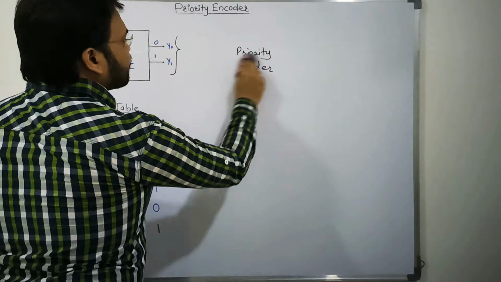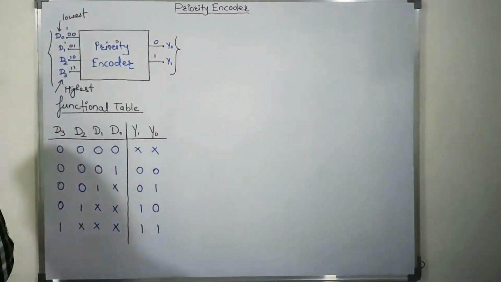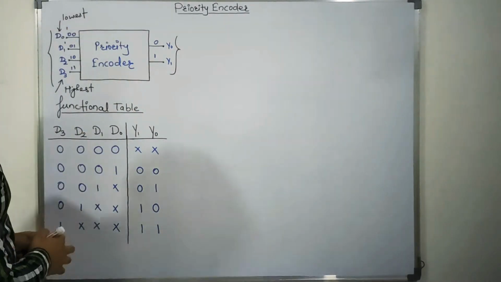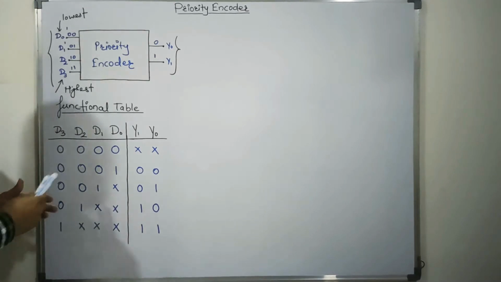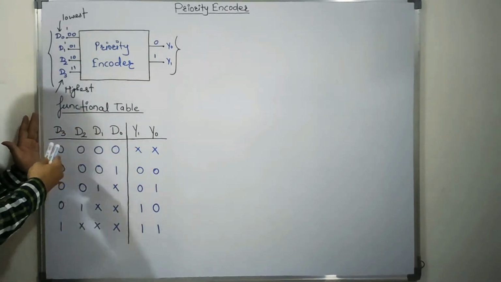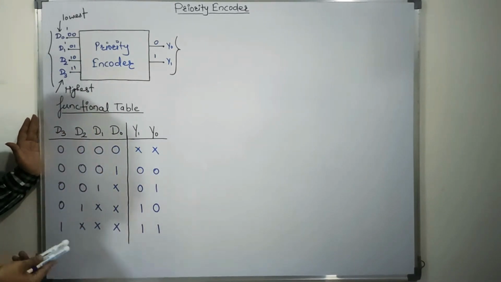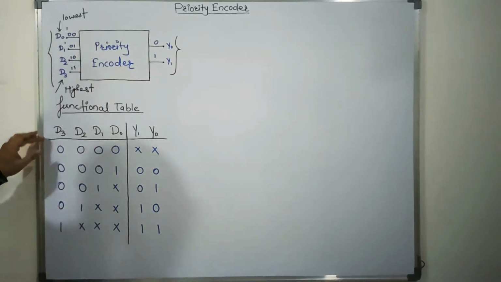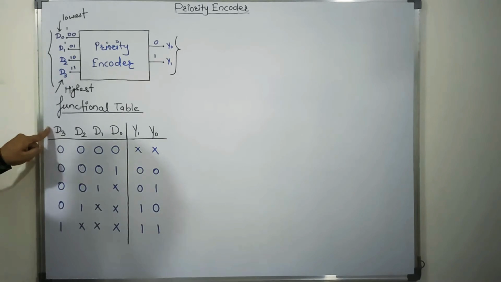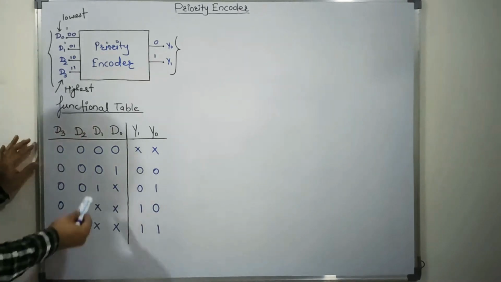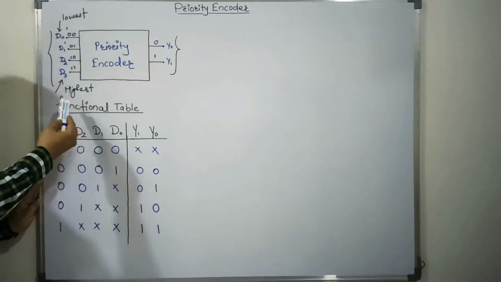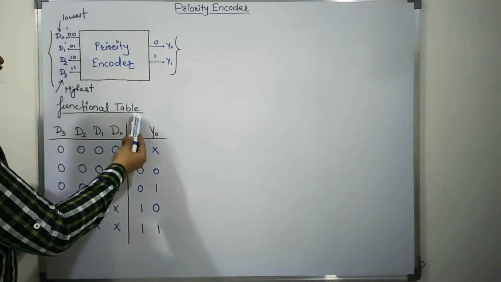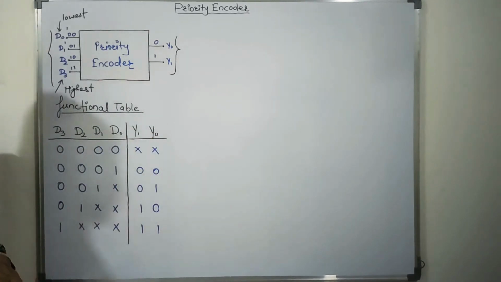Now we will discuss using the functional table, which gives better knowledge about the priority encoder. It is very easy to understand with a functional table. In this priority encoder, there are 4 inputs and 2 outputs: D3, D2, D1 and D0 from MSB to LSB are the 4 inputs, and Y1 and Y0 are the 2 outputs.